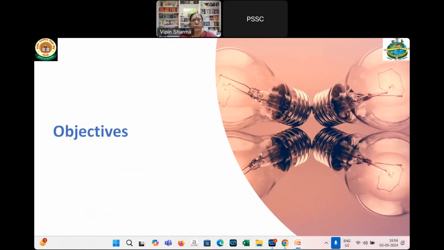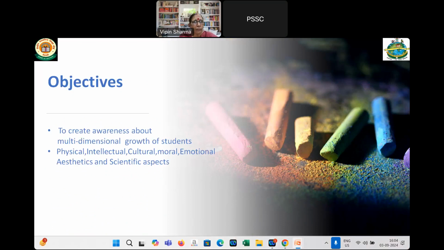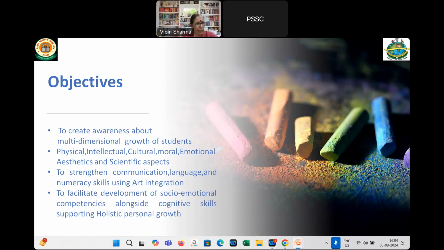Now, the objectives of this session: to create awareness about the multidimensional growth of children. I tell you, NCF 2005 has suggested art as a subject covering all four major spheres: music, dance, visual arts, and theater at all stages. Integration of art with education at all stages broadens the mind of the students and enables them to see the multidisciplinary links. So all the skills are developed through arts.